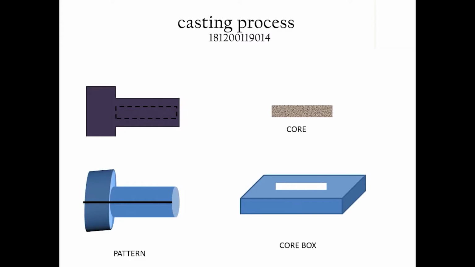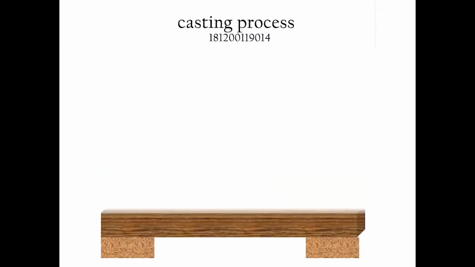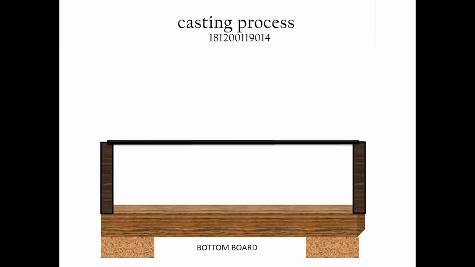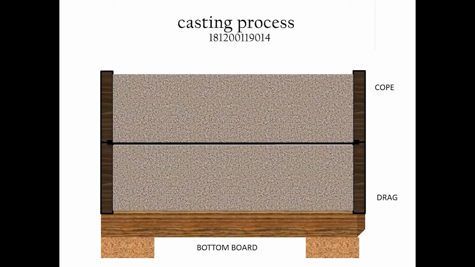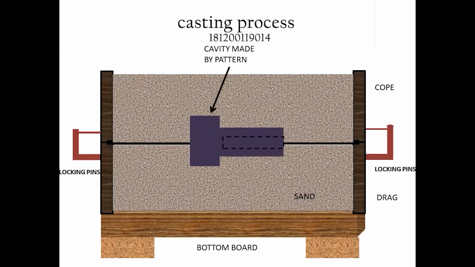Now we see how the casting is arranged and how this process will happen. There is a bottom wooden box for placing a drag box and cope box on it. The lower box is called the drag box and the upper box is called the cope box. These are filled with sand for making the cavity by the pattern, and they are locked with locking pins in an efficient manner. There is a cavity which is made by the pattern.